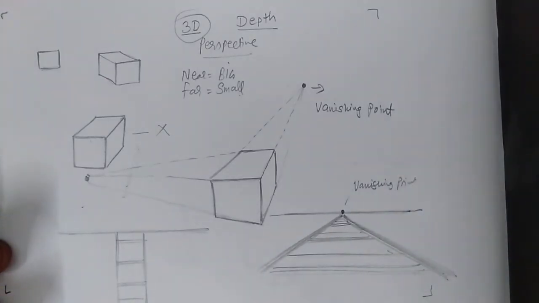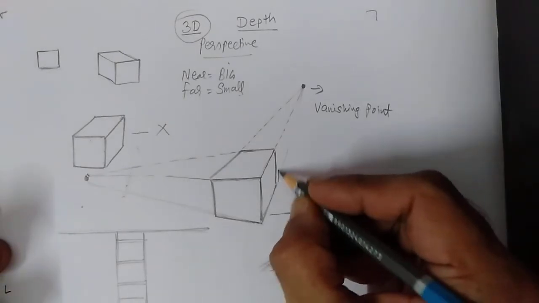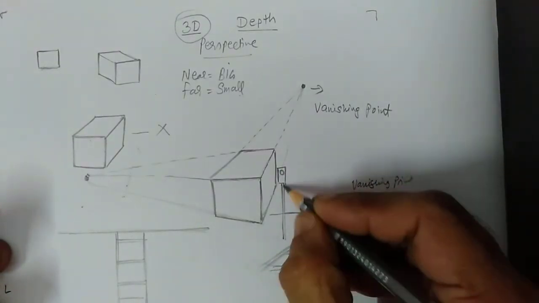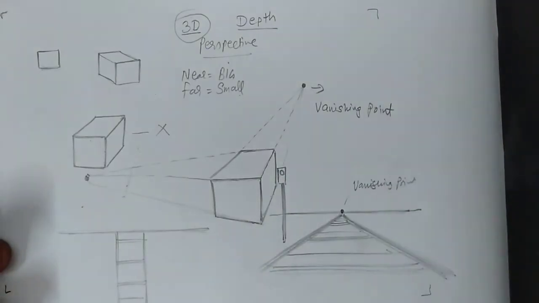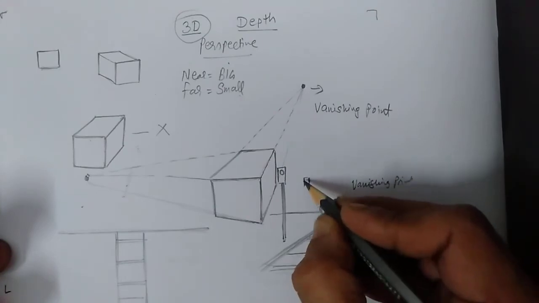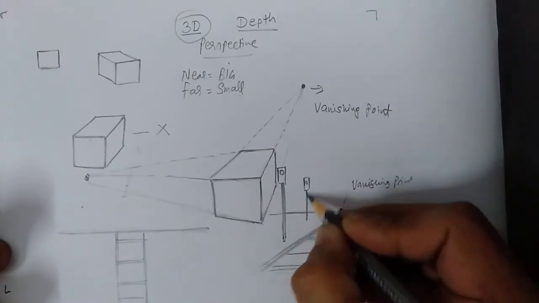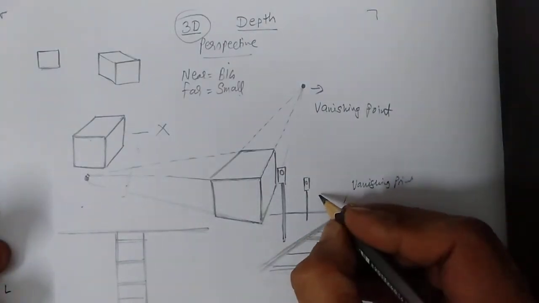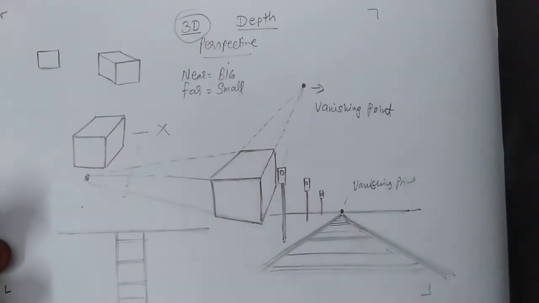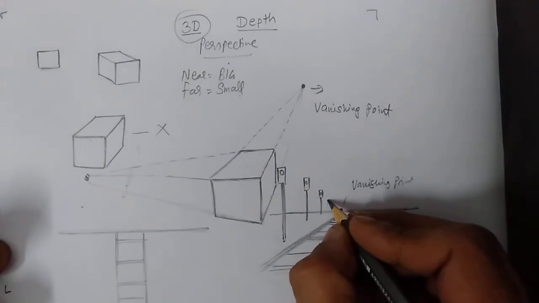Alright, just imagine there is a railway signal which is near to me on the side of this railway line, another railway signal which is a little bit ahead, that will be a little bit smaller, and furthermore another railway signal which is a little bit more far, that will be more smaller, and so on.